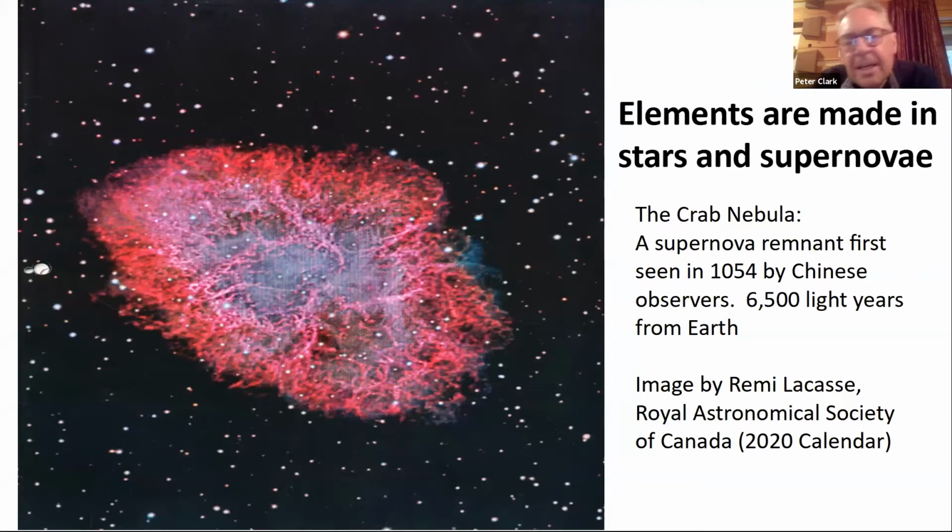So this is a picture of the Crab Nebula, an image which was taken by Remy Lacasse of the Royal Astronomy Society of Canada. And the Crab Nebula is the result of a supernova explosion. So a very large star has undergone a catastrophic implosion and then explosion, with materials then being really shot into the surrounding space around this star.